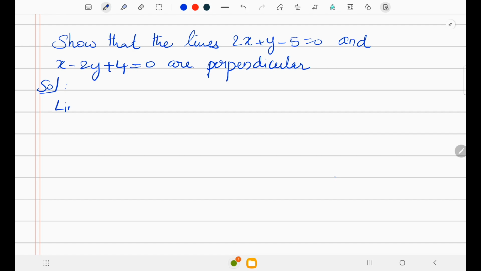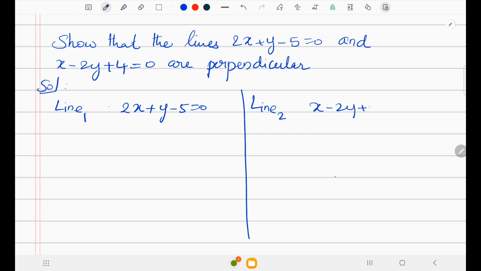We have the line equations. The first line is 2x plus y minus 5 equal to 0, and we have the second line. We can say this is the first line, and this one is the second line: x minus 2y plus 4 equal to 0. We need to show that these two lines are perpendicular.